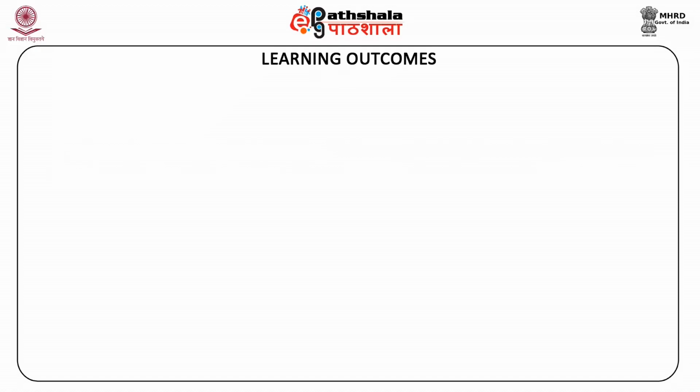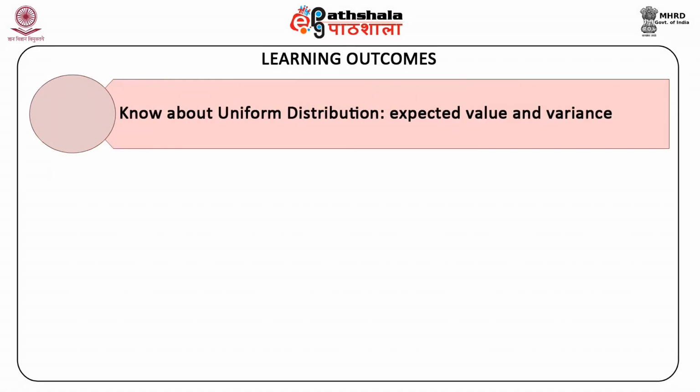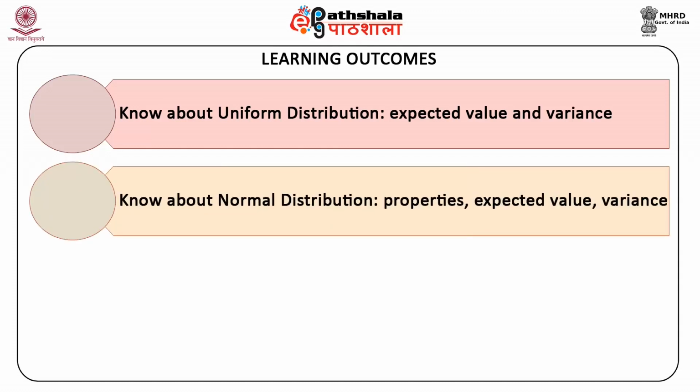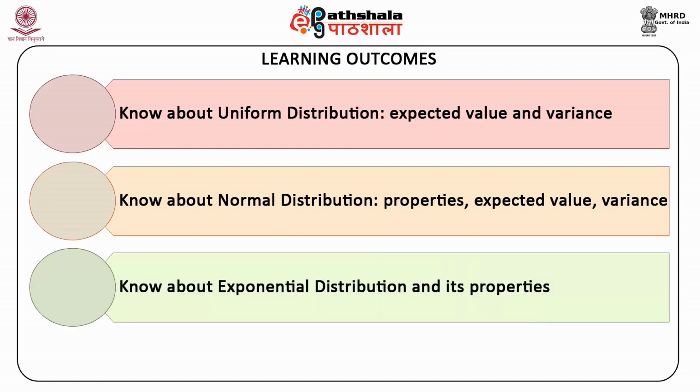After studying this module, you shall be able to know: number 1, about uniform distribution, its expected value and variance; number 2, about normal distribution, its properties, expected value, variance and how to represent normal probability distribution on a bell-shaped Gaussian curve; number 3, about exponential distribution and its properties.